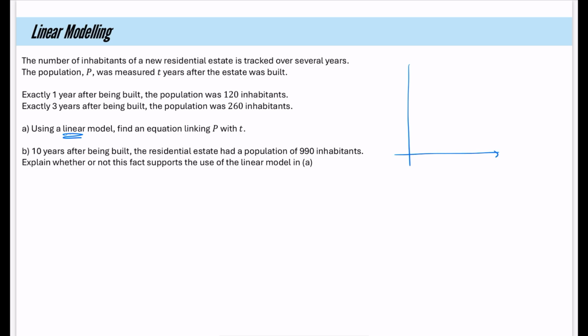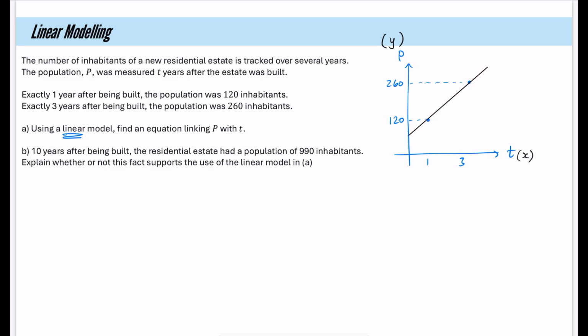So, makes sense that we have the time along the bottom and the population along the side. They've said that after 1 year, the population was 120. And after 3 years, somewhere here roughly, the population has gone up to 260. And again, this is just a sketch to remind us we are looking at a straight line graph like this. Now that we know it's a straight line graph, we can just pretend that instead of Y, we have P, and instead of X, we have T. We can just go about finding the equation of this straight line.